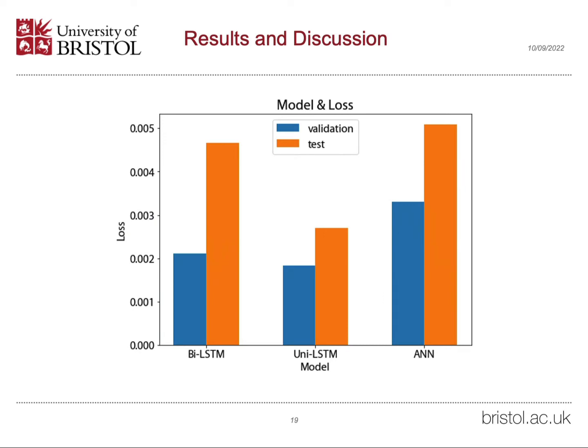Contrary to expectations, the bidirectional design does not allow the LSTM model to obtain a smaller loss on the validation side than the unidirectional design, and the bi-LSTM model has a particularly large increase in loss on the test side.